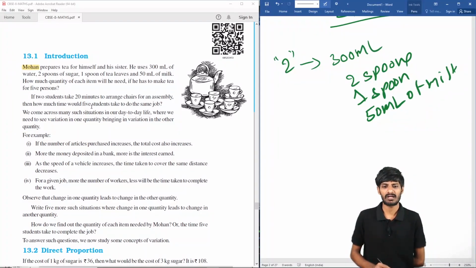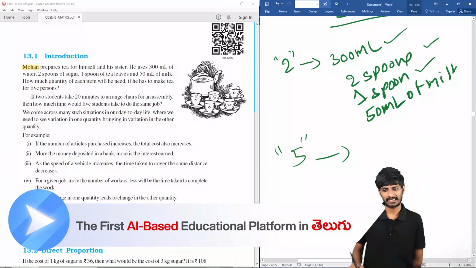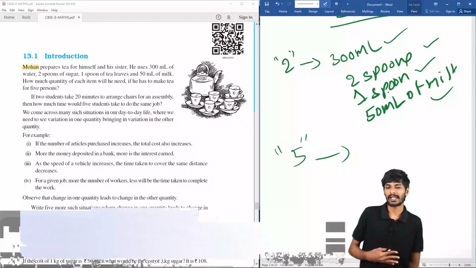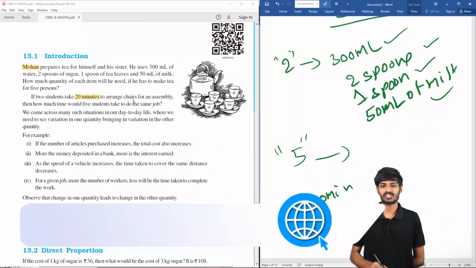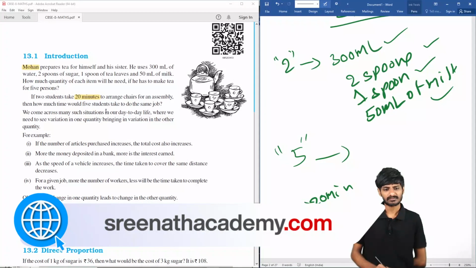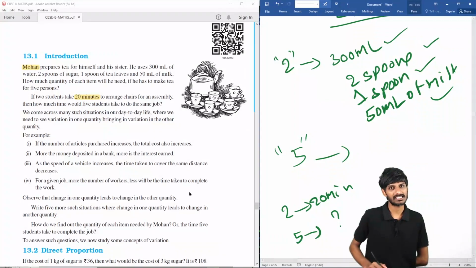One day their friends came and he wants to make tea for 5 members. In which proportion does he have to increase the water, sugar, tea leaves and milk? Can you work it out? Here the increase must be in proportion. It is direct proportion, friends. In this type of situation, we require this chapter. And if two students take 20 minutes to arrange the chairs for an assembly, suppose for the same task you take 5 students, how much time will they take to complete the same work? In this type of situation, we have to use this chapter.